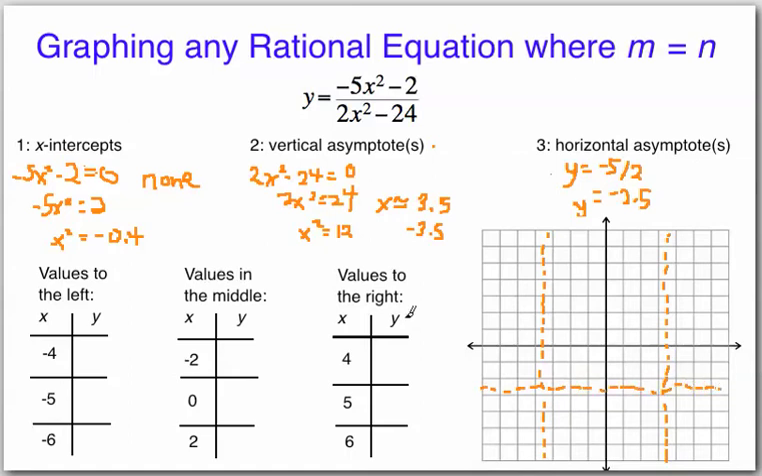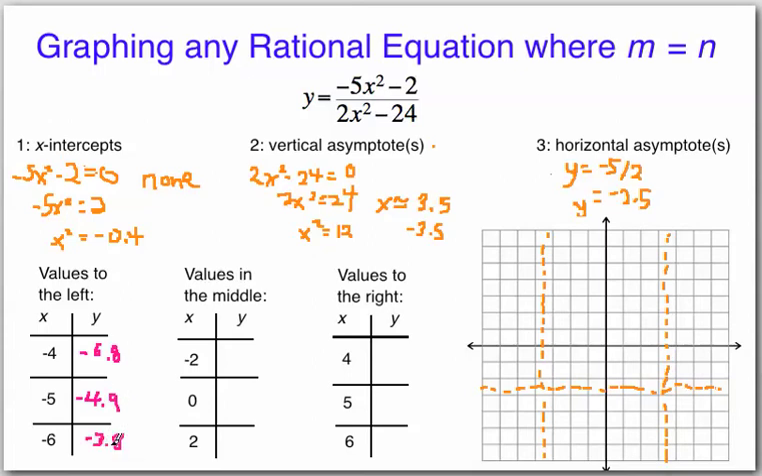Now we're going to start plugging in these values, which I have already done for you. We would plug in negative 4 for x and solve. When we plug in negative 4, we end up with negative 6.8. When we plug in negative 5, we end up with negative 4.9. And when we plug in negative 6, we end up with negative 3.8.